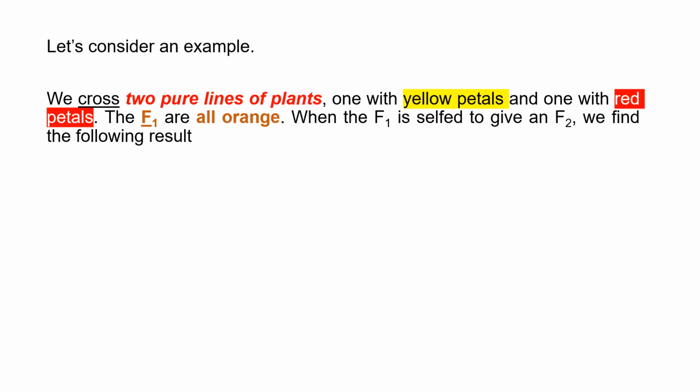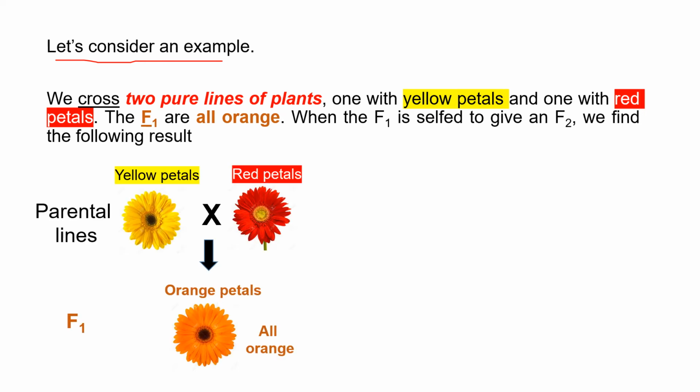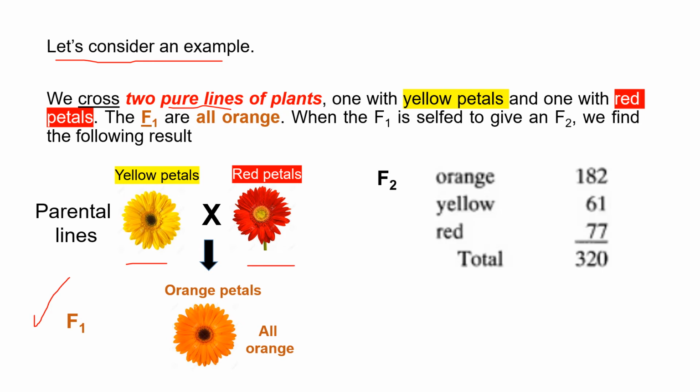This will be a slightly more difficult problem, so you can try by yourself in the beginning. Let's consider this example. You have two pure lines, one of them with yellow petals and the other with red petals. In the F1, all of them are orange. However, when you go to the F2, you get this frequency: a lot of orange and much less yellow and red.